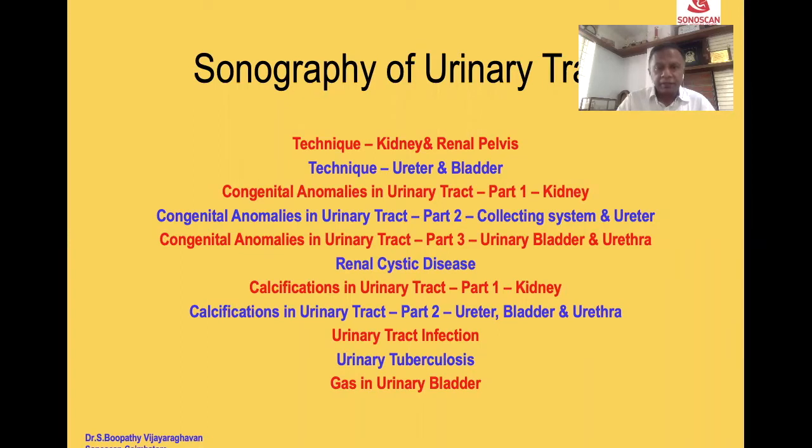technique, kidney and renal pelvis, technique, ureter and bladder, congenital anomalies in the urinary tract, part 1, kidney, congenital anomalies of the urinary tract, part 2, collecting system and ureter, congenital anomalies of the urinary tract, part 3, urinary bladder and urethra, renal cystic disease, calcifications in the urinary tract, part 1, kidney, calcifications in the urinary tract, part 2, ureter, bladder and urethra, urinary tract infection, urinary tuberculosis, gas in urinary bladder, and trauma to the urinary tract.